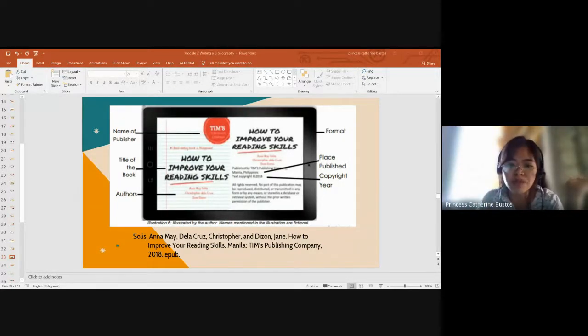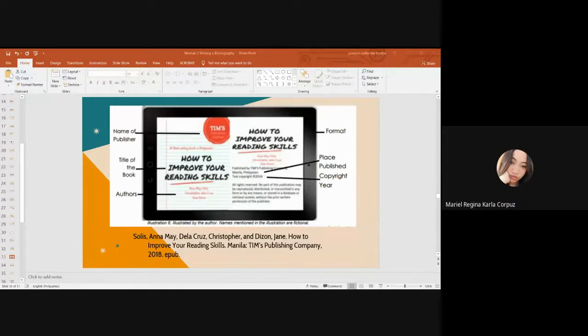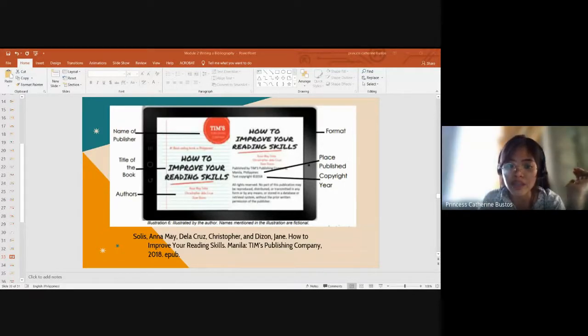Then here we have Teams Publishing Company, comma, we have 2018. What is 2018? Yes, Marielle. Copyright year po. Okay, copyright year or year published. And lastly, what is this at the end? What is EPUB? Format. Exactly, so that's the format. It's in EPUB. At the end, we have the period.